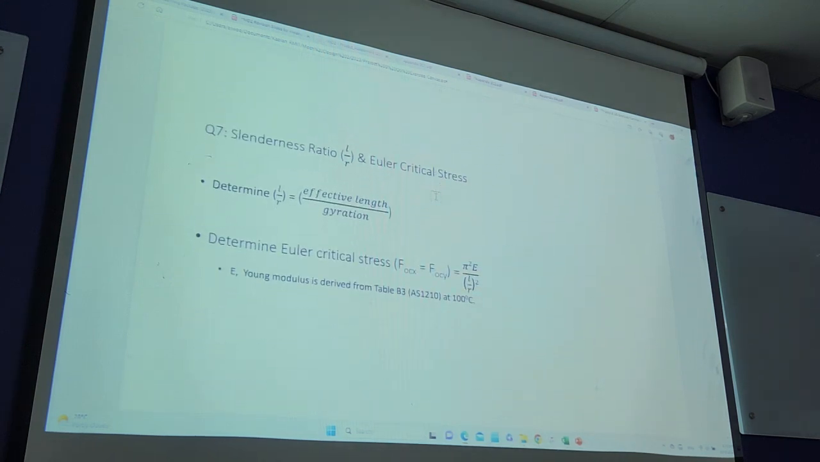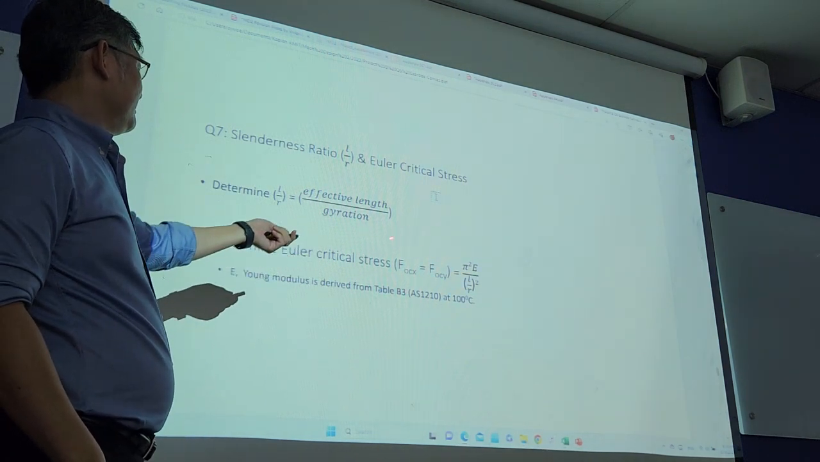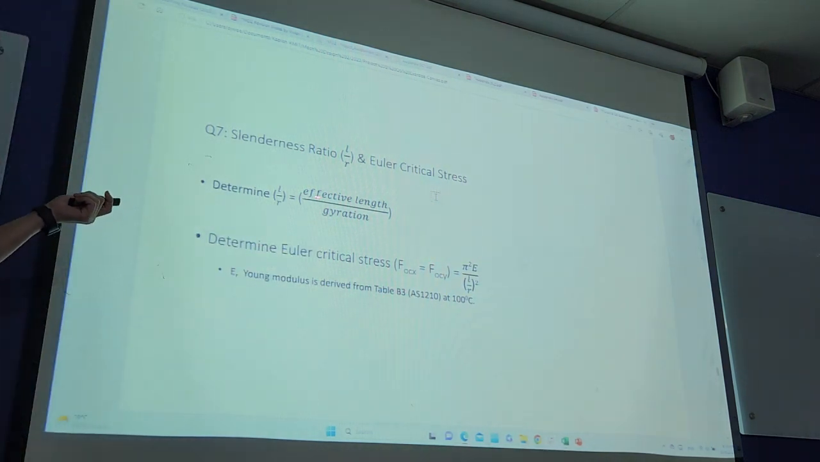Now determine the slenderness ratio and Euler critical stress. Why did we do this? Because our unity equation needs this. So determine just now from the table the effective length and radius of gyration, and after that you plug this into this equation. This is Young modulus.